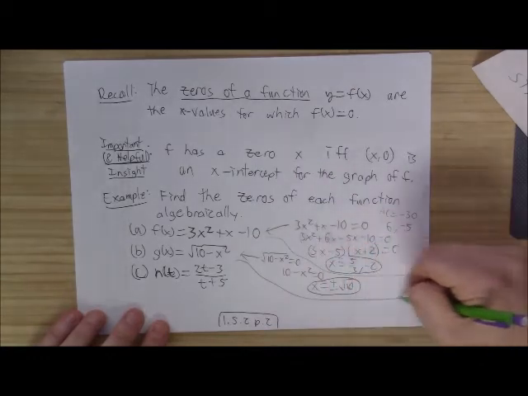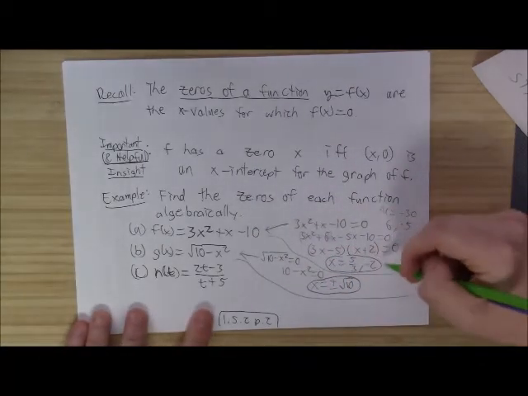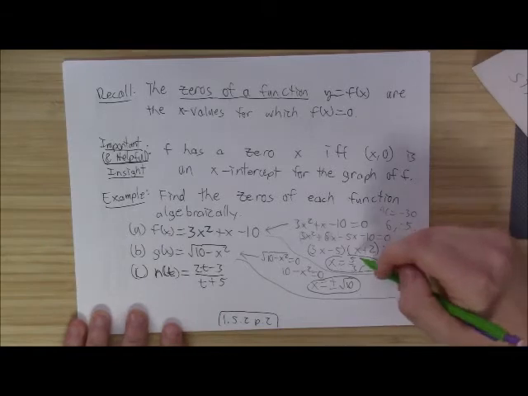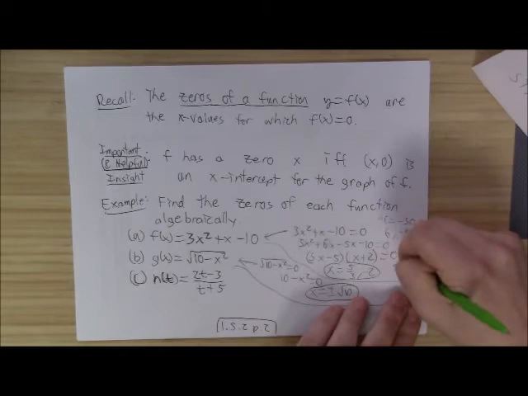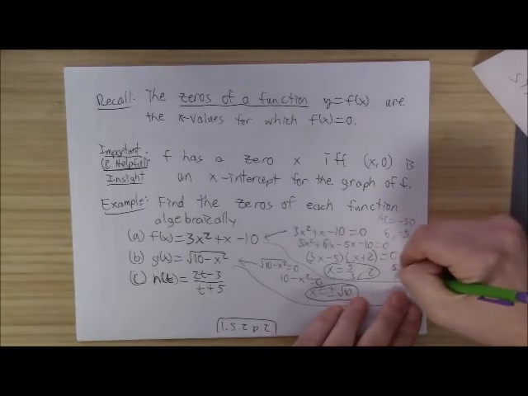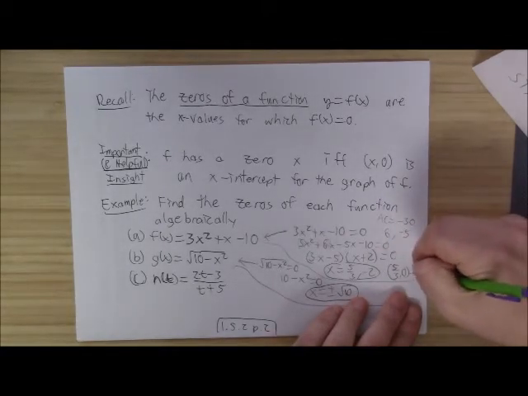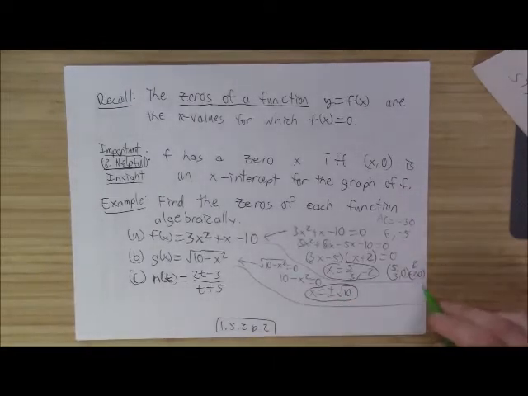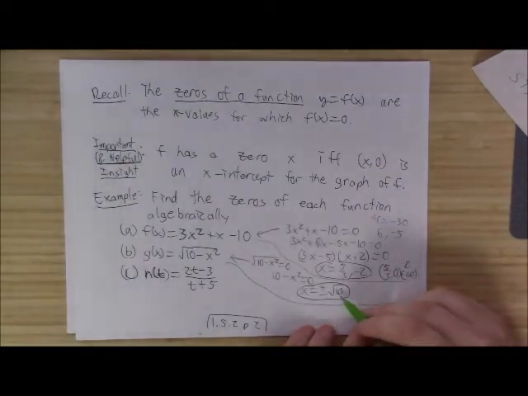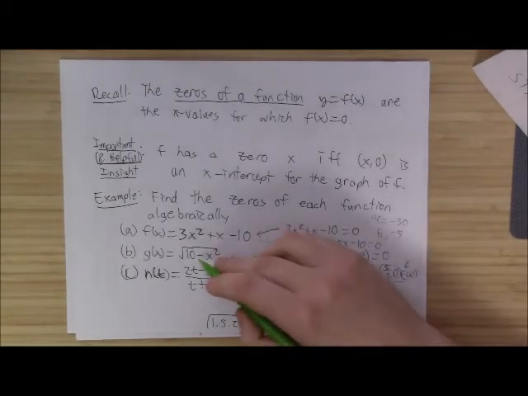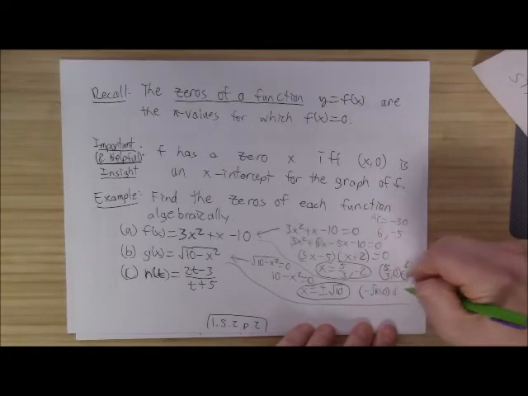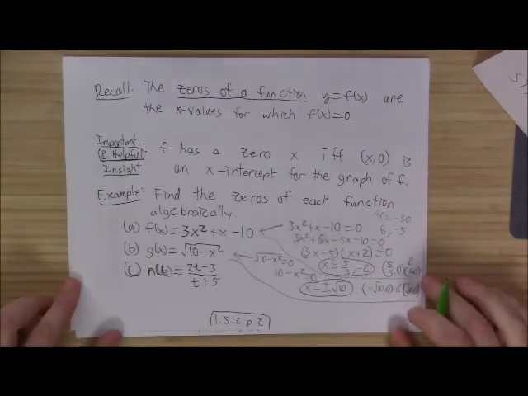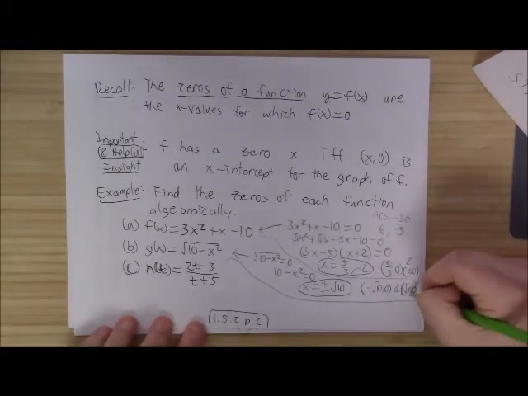In other words, what does this mean? This means that this has x-intercepts 5/3, 0 and negative 2, 0. Those would be my two x-intercepts. Here, my two x-intercepts for the graph of this function would be negative root 10, 0, and positive root 10, 0. Finally, that's a zero right there.